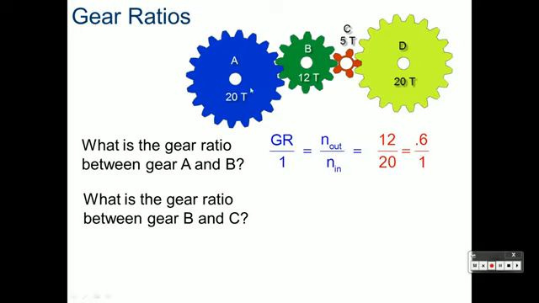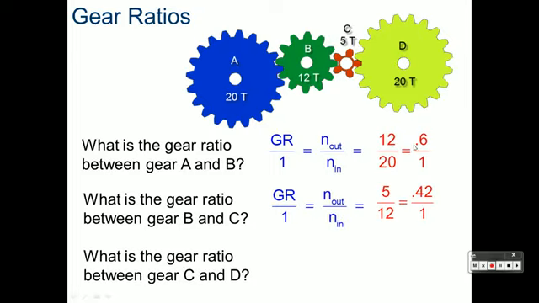If I want to know the gear ratio between B and C, C being my idler gear, it is just there to change the direction of gear D when I get to that. So I have B as my driver and C as my driven, so I have 5 over 12, and I get a 0.42 over 1. If I want to know the gear ratio between gear C and D, I have 20 over 5, which gives me a ratio of 4 over 1.